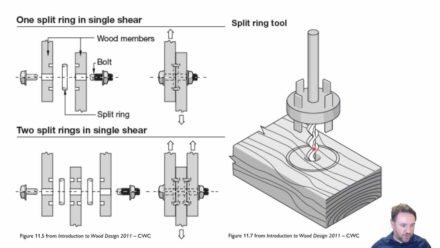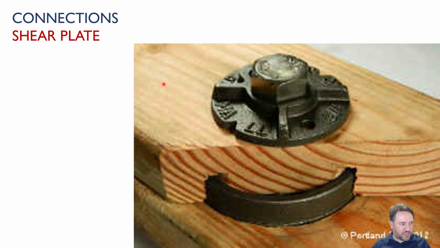So you can drill the hole and make the groove at the same time. And here you can see the cross section where I have the ring in between two pieces of wood, and the ring goes half into one and half into the other, and the bolt holds it together. And you can learn how to design these types of connections in the standard. We're not going to cover it in this course.